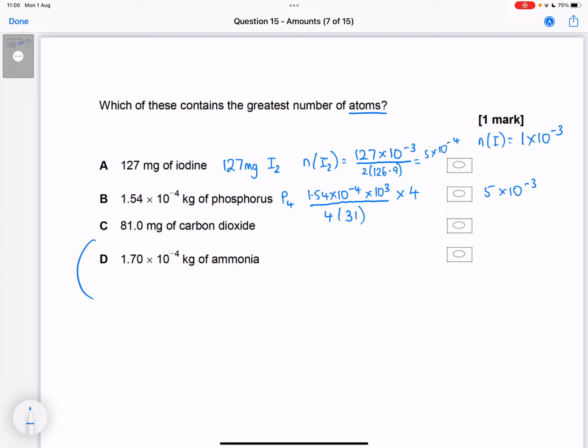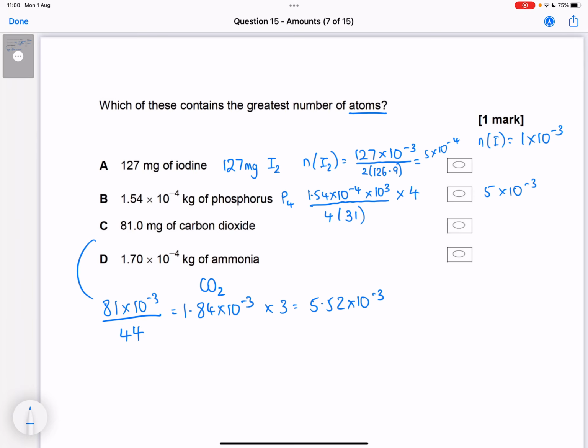So 81 milligrams in grams, divided by the MR of carbon dioxide, which is 44. So 81 divided by 44 gives 1.84 times 10 to the minus 3. Now that has got 3 atoms in it, so we're going to times it by 3, giving 5.52 times 10 to the minus 3. Okay, so at the moment this is the biggest.